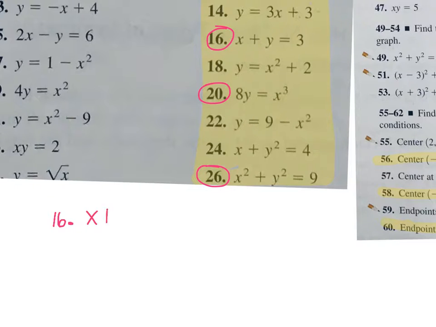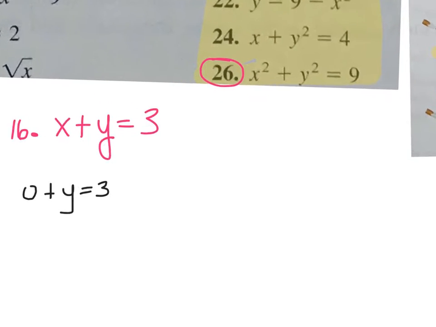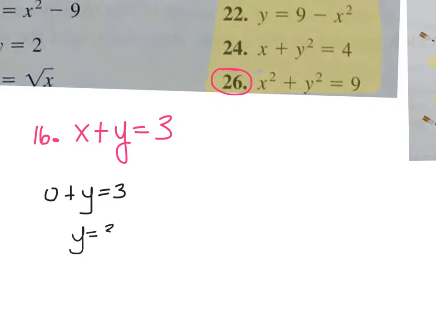16 says x plus y equals 3. Now, there's a couple ways you can write intercepts. I'd like you to write them as an ordered pair, but if you don't, it's not the end of the world. But if I plug in 0 for x, what am I finding? The y-intercept. So this y-intercept is 3. I would write that as I plugged in 0 for x, and I got 3 as my answer. That is how I would like you to write it, as an ordered pair.